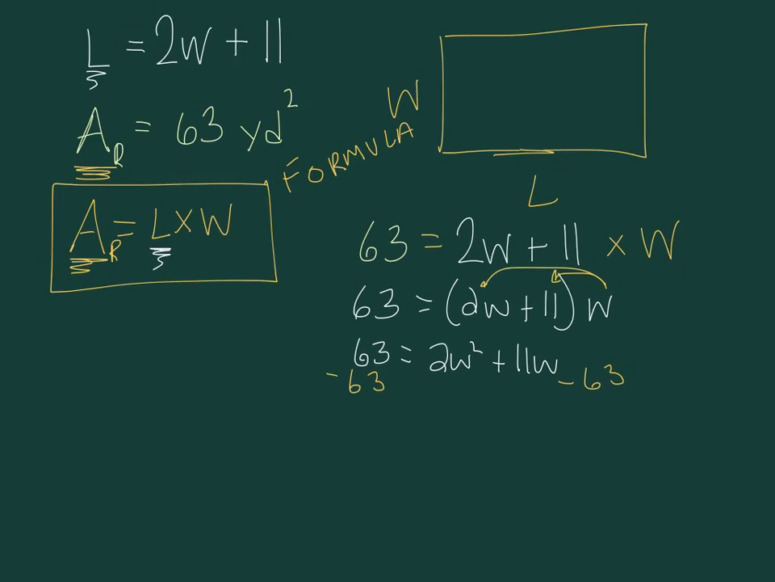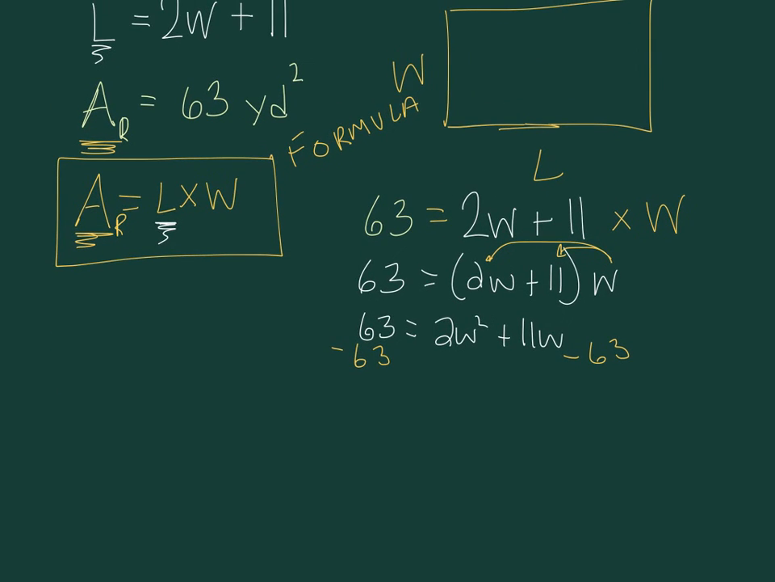And let me just scroll this up a little further. So now we've got 2w squared plus 11w minus 63, and that all equals 0. What I would suggest at this point is that you use the quadratic formula to solve this, unless we can come up with a way to factor it down. But in my personal opinion, quadratic formula is going to be the best approach at this point.